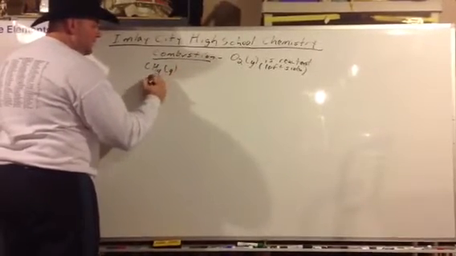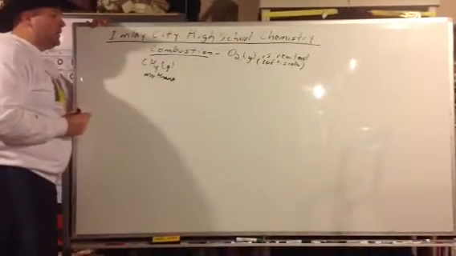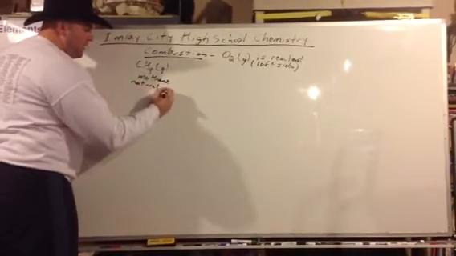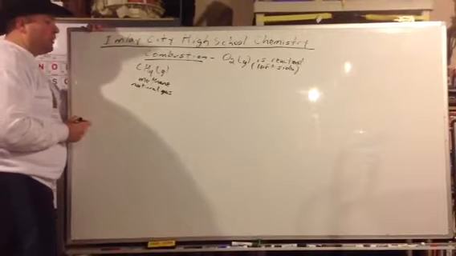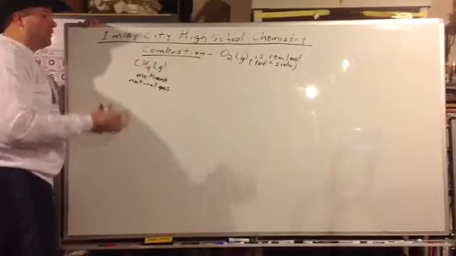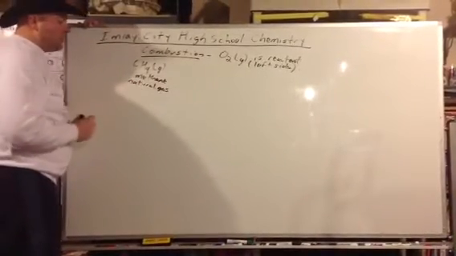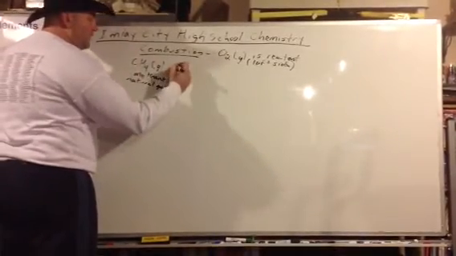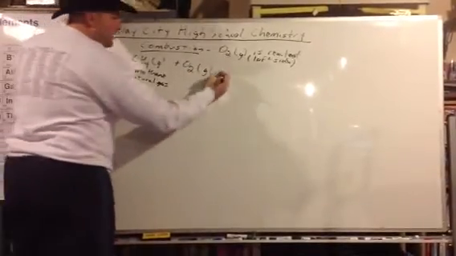CH4 gas is methane gas, and methane gas is the major component in natural gas, and natural gas is used by a lot of people for their furnaces and their hot water tanks. Obviously, it's used in the furnace to heat up the house. Obviously, it's used in the hot water tank to heat up water. But natural gas is about 80% methane. So when you combust or burn methane gas, that means it's going to react with oxygen gas.